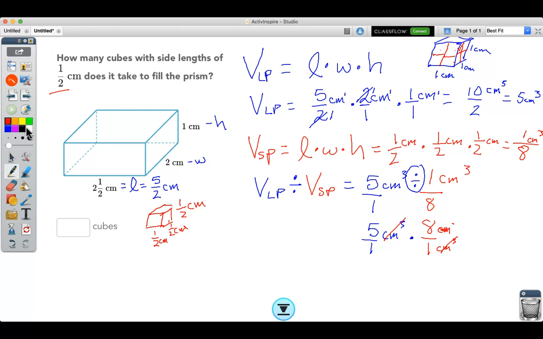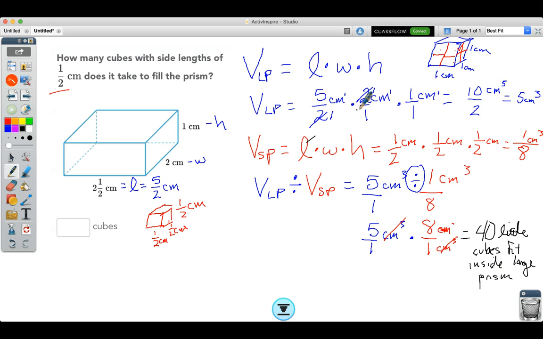So 5 times 8 equals 40. And it's not 40 centimeters cubed, because the question is, how many of these little cubes fit inside the large prism? 40 little cubes fit inside the large prism. Okay? Just let that sit for a second.